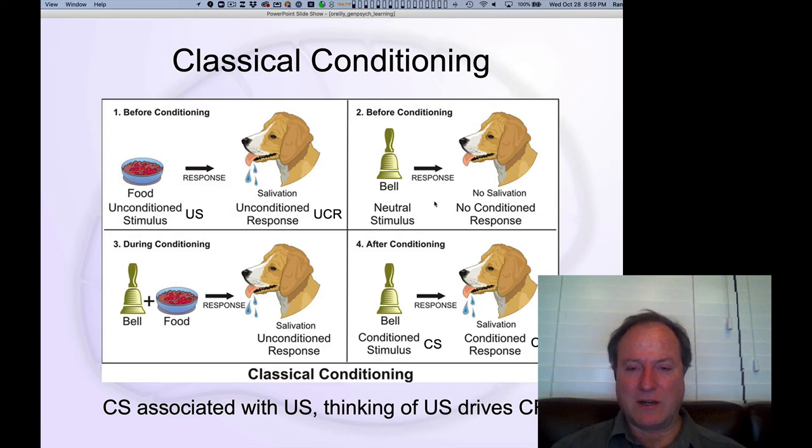So before conditioning, you ring the bell, this is the initial test, and there's no response. It's like, okay, whatever, that's a bell. But then after you do this learning process of pairing the bell with the food, in other words pairing the CS with the US, you train up this response, the natural unconditioned response. And really, it seems like in the brain you're learning the association between the CS and the US, not the response per se. The US association really drives the response.